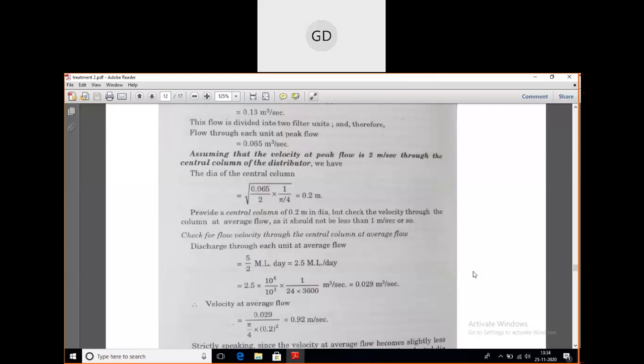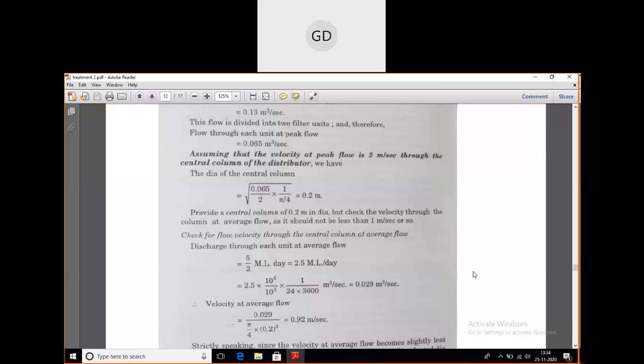Okay, so next you have to assume the velocity at peak flow. Why assume the velocity? Because you need to find out the diameter of the central column of the rotary distributor. So you need to assume the velocity at peak flow.